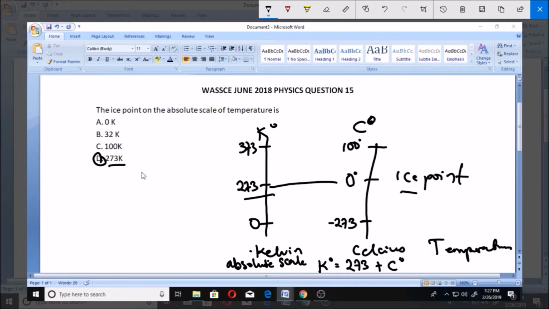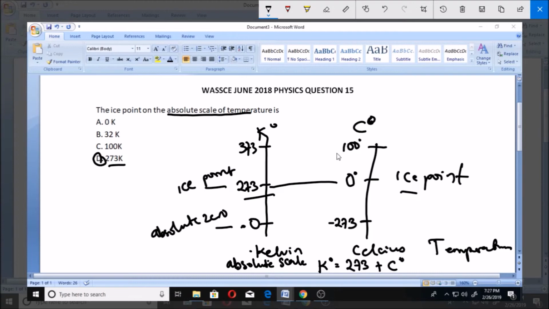So be very, very careful. You might be tempted to pick 0 Kelvin as the ice point. 0 Kelvin is the absolute zero. That's the absolute zero and not the ice point. Ice point is the temperature of ice, which is solid water, and in Kelvin it is 273. So take note. And Kelvin is also the absolute scale of temperature.